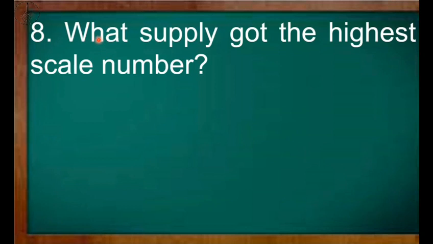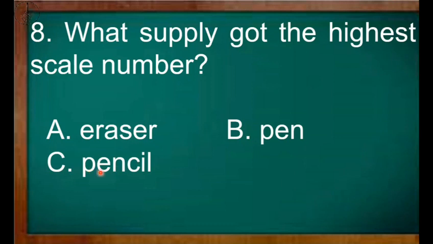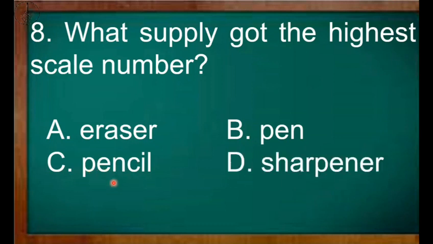Number 8. What supply got the highest scale number? Okay, A, eraser, B, pen, C, pencil, D, sharpener. The correct answer is letter C, pencil.